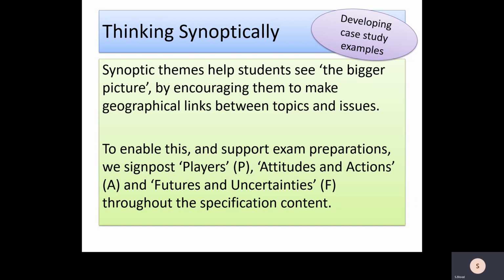The idea is that we look at these kind of 3 categories. We have the players, who's involved in it, who are the stakeholders, who does it affect? We have the attitudes, what are they doing? What are their inputs? What's their say? What are their ideas? And what actions, therefore, are they taking? And based on these things, what is the future of what it may be, whether that be a project, a management response to a tectonic hazard? And what does it mean for the future? Is it something that's going to make things better, or is it likely to create more problems or uncertainty? So this is very much this idea of developing their understanding of geography in a much deeper way.